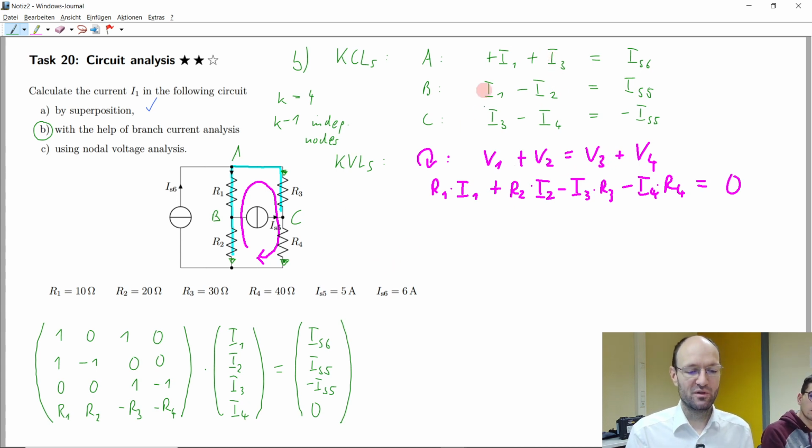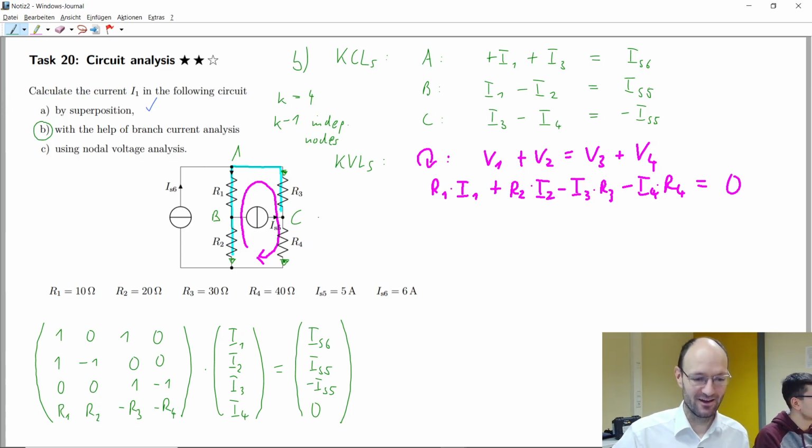And of course, we would need to check also the other Kirchhoff's current laws if they work, but we have not made a mistake, I propose. Okay. Any other ideas, comments, questions related to this task?